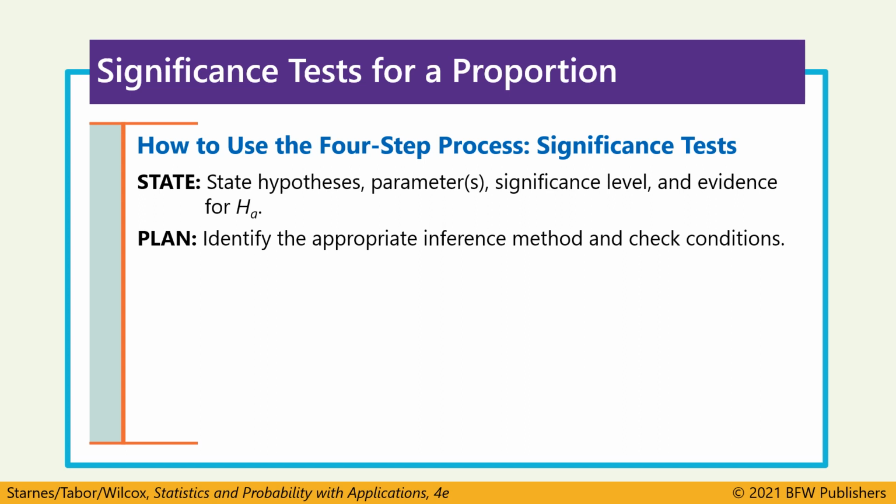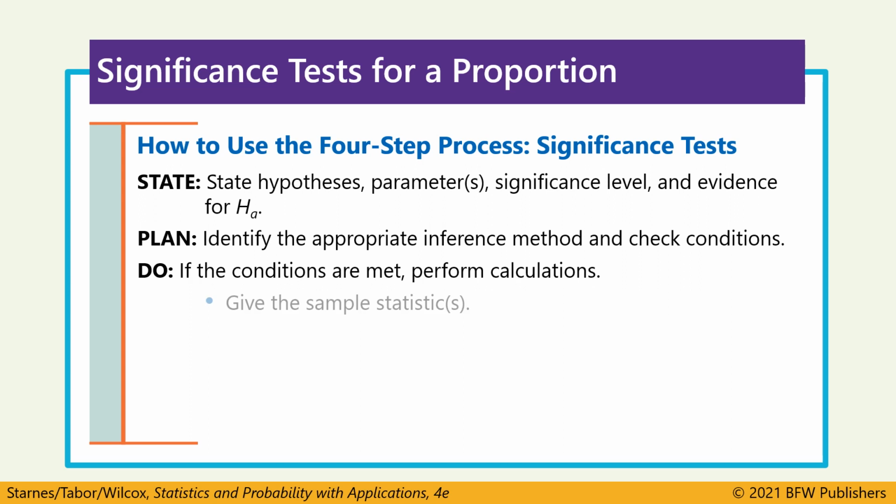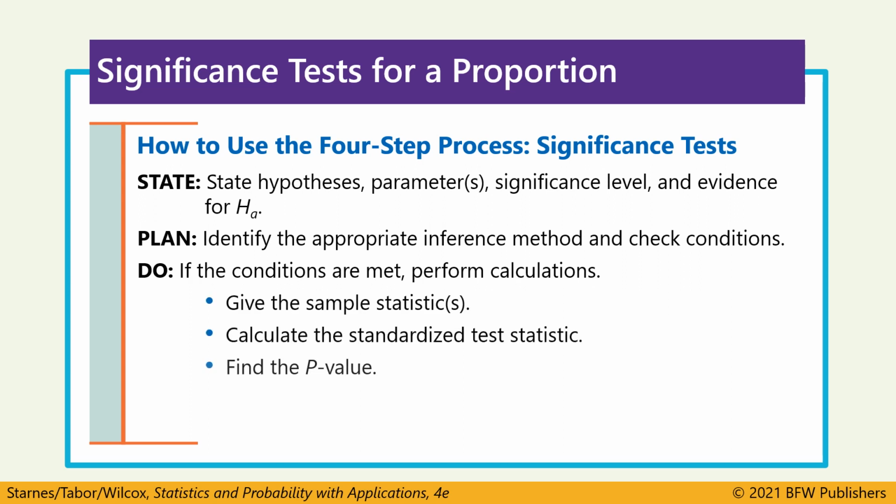Now, the inference methods that we learned in the last chapter were one proportion z intervals and one sample t intervals. Now we'll have one proportion z tests and one sample t tests. So really the only wording that's changing is interval becomes test. When these conditions are met, we're going to perform the calculations. We're going to find that sample statistic, find the test statistic.